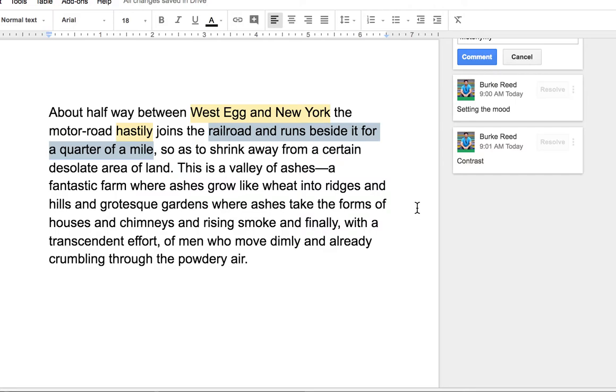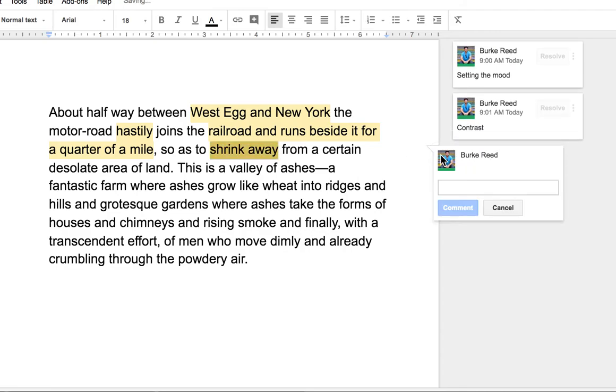So as to shrink away from a certain desolate area of land, again, kind of helping with this sense of imagery, this sort of sense of desolate space, this place that is inhabited by people and yet seems like everything is sort of dying away. And so again, the sense of shrinking away is sort of watching the massive expanse of sheer emptiness. So here we can have an example of imagery.